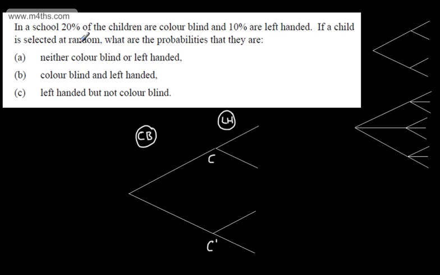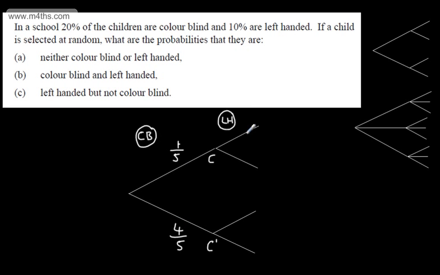So we know that 20% of the children are colourblind. 20% as a fraction is 20 over 100, or 1/5. So on this branch I'm going to put 1/5. All probabilities must sum to 1 if we're going to have colourblind or not colourblind. Therefore, the probability of not being colourblind must be 4/5. It's 1 minus this.